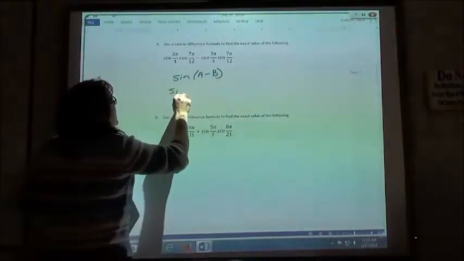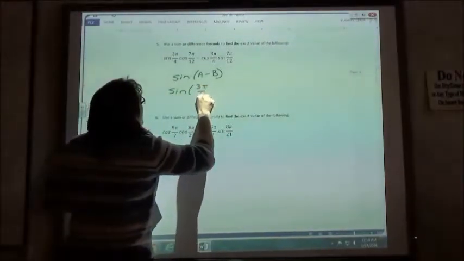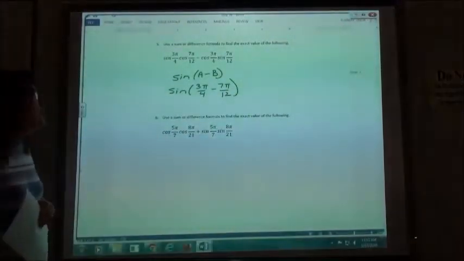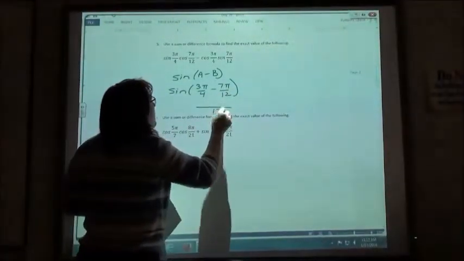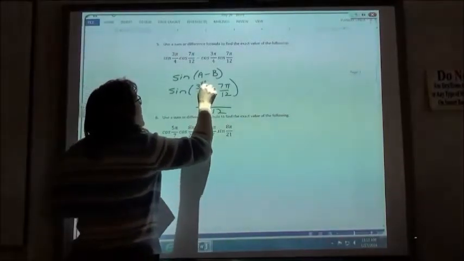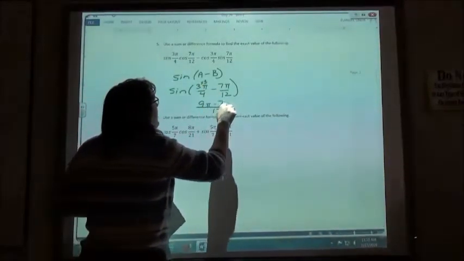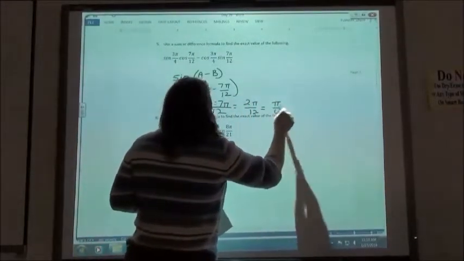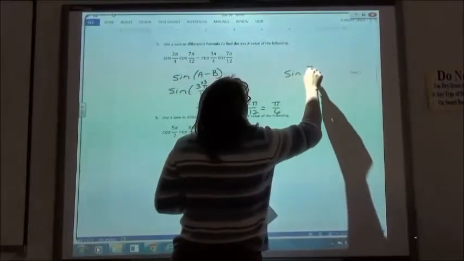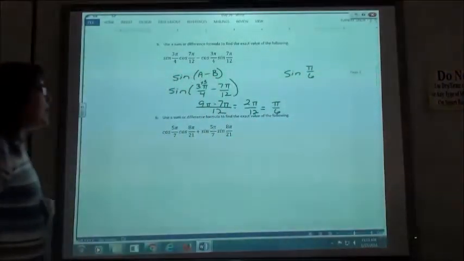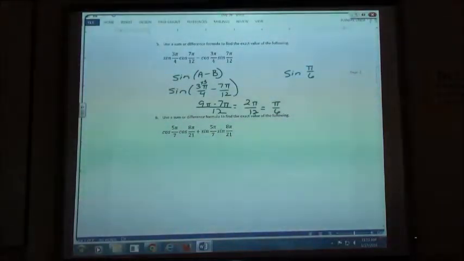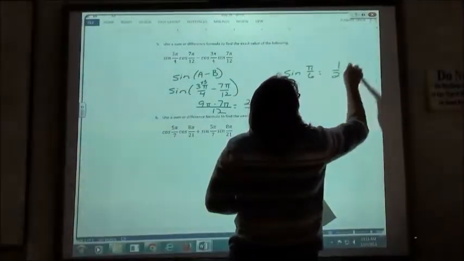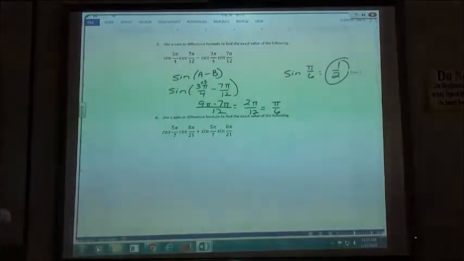So again, we're going to do the sine of 3 pi over 4 minus 7 pi over 12. Since we're working with fractions, we'll find our common denominator, which is 12. 4 goes into 12 3 times, so I'm going to have 9 pi minus 7 pi, which is 2 pi over 12, which would give me pi over 6. So I'm going to find the sine of pi over 6. Again, I'm just going to look up in the table, and the sine of pi over 6 should be 1/2. So 1/2 is going to be your answer.